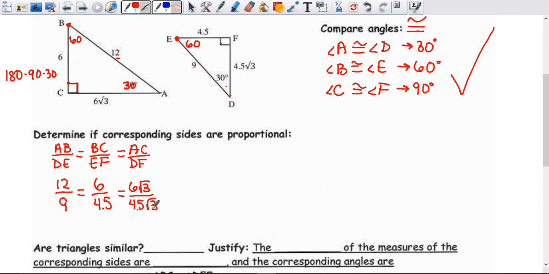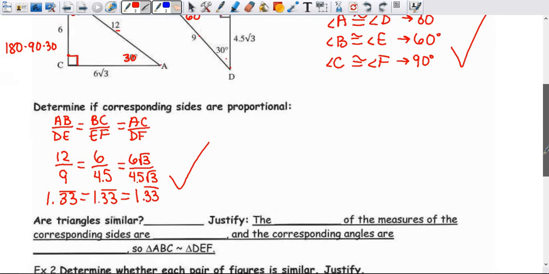So now what we would do is punch these into the calculator and see if they have the same proportions. So let's go ahead and do that. Alright, so when you punch these into the calculator, 12 divided by 9 comes out to 1.33 repeating. 6 divided by 4.5 comes out to 1.33 repeating. And this one right here also comes out to 1.33 repeating. So all of those ratios were equal, so our sides are proportional.